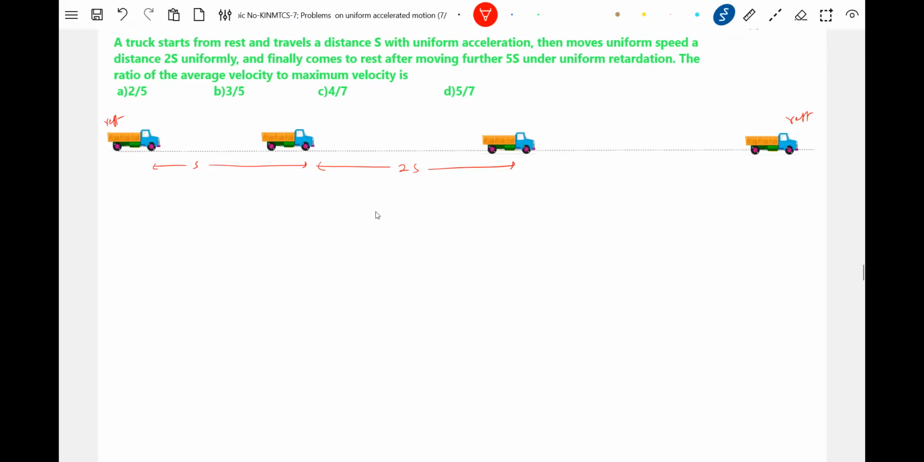I have to show the distance. Finally it will cover a distance 5s. This much is the only information. Now call this acceleration alpha, and the retardation beta, like earlier. The time of journey will be different for each part. So this is T1, and this is T2.